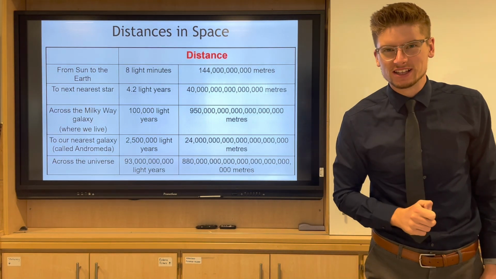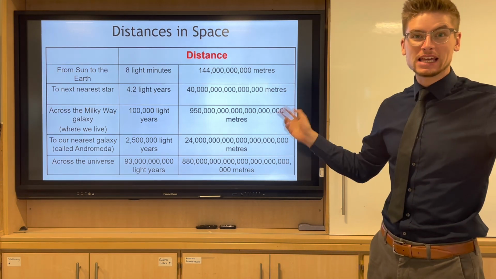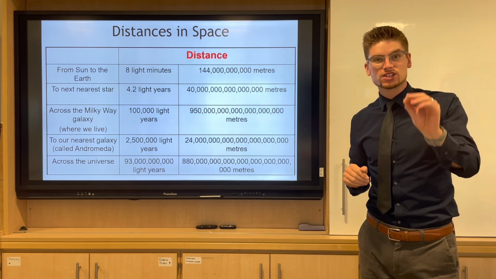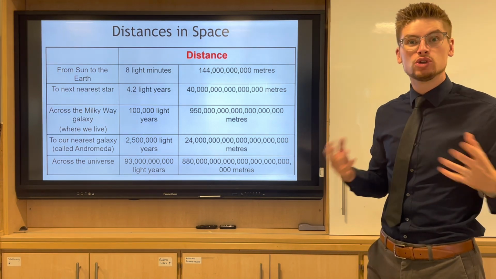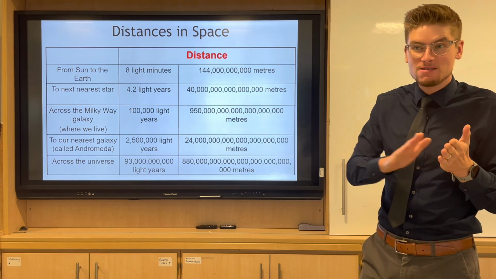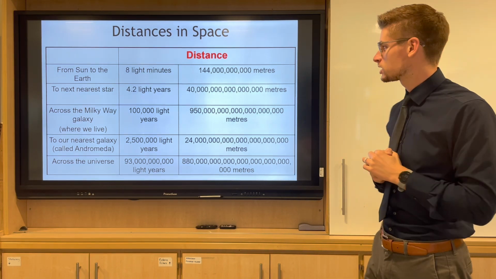Now, this is really interesting. I love this bit, okay? From the sun to the Earth, it takes 8 minutes for the light to get there. That means if the sun exploded right now, we wouldn't know for 8 minutes, because it takes time for the light to travel because the distances are so big, even though it's going so fast.